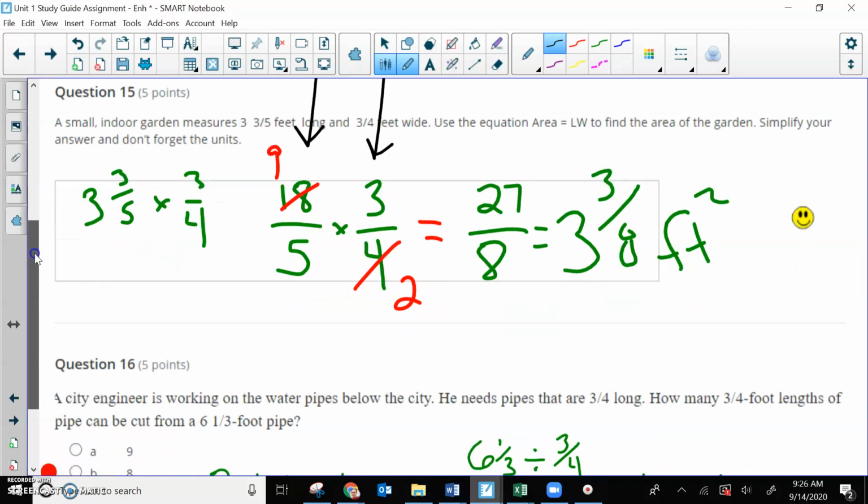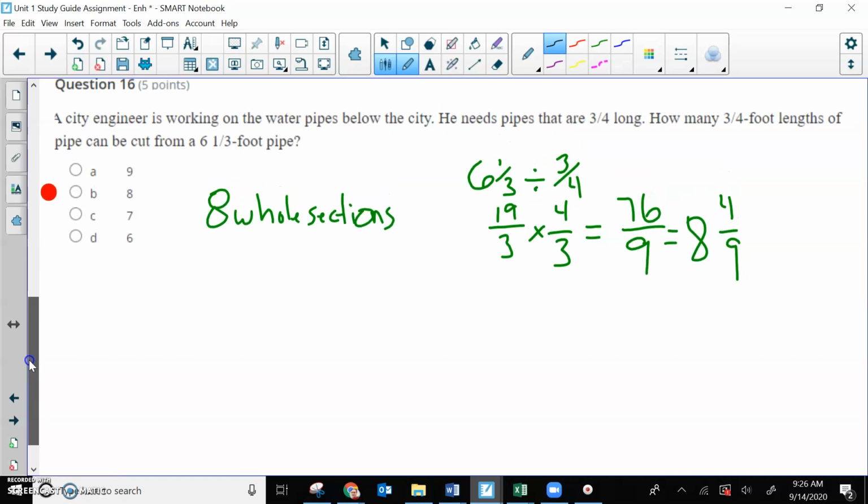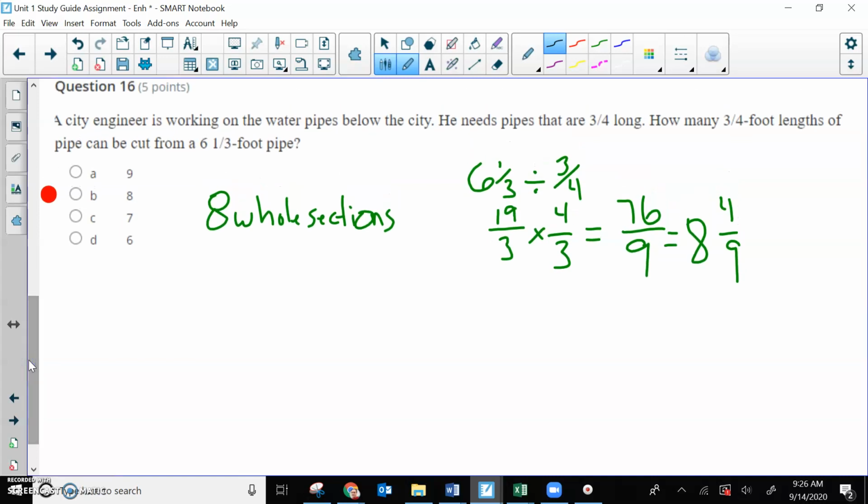We finished that. And so number 16 is shown right here. Let me kind of adjust this. Working on pipes. Notice this, when you're thinking through what do we do to solve a problem, just think of the numbers and what do the numbers represent. Here we see he needs pipes that are 3/4 of a foot long, but he has a total here. So the question, here's the total right there. The question is how many 3/4 lengths can be cut from a 6 1/3 foot pipe.